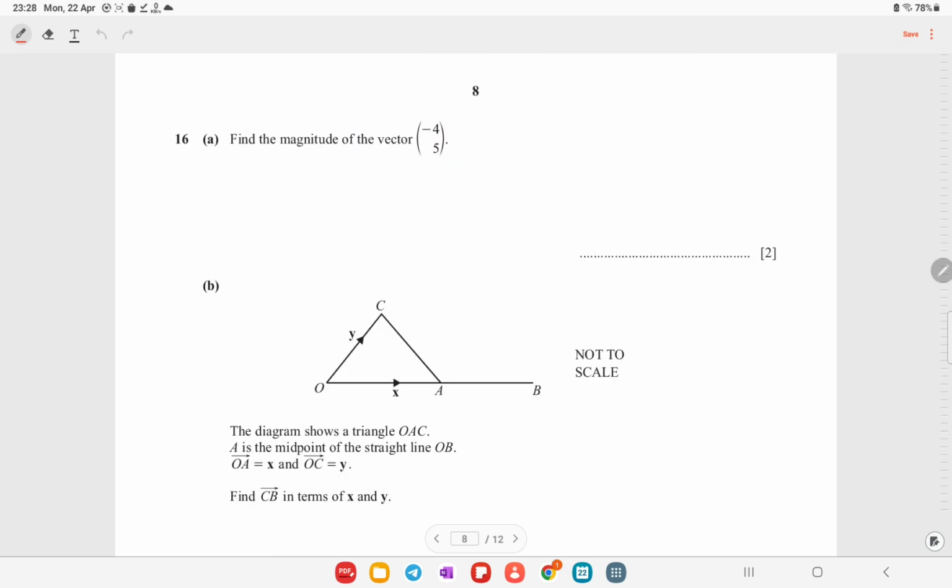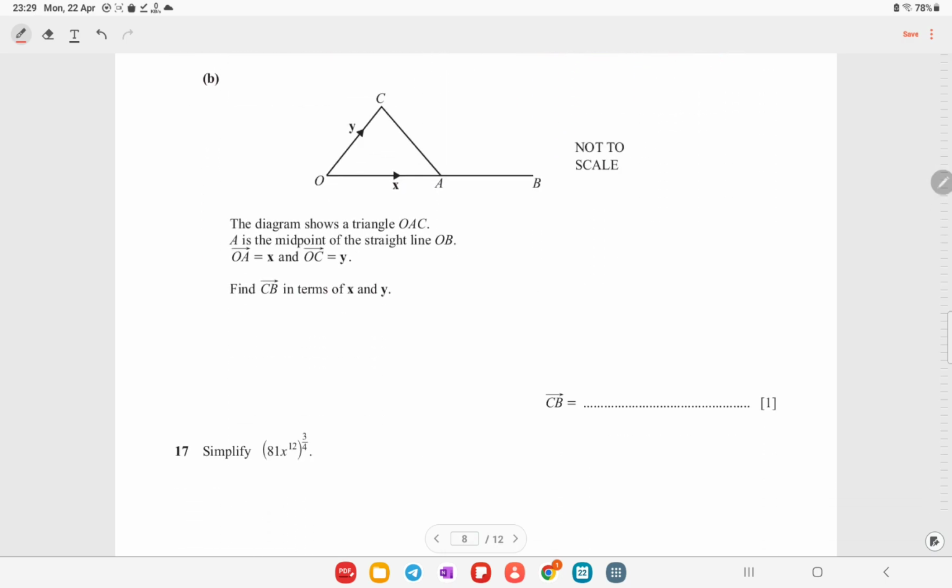Okay, find the magnitude of these vectors. So again you have to simply square them and you will get the answers. It's going to be root 41, and that is going to be 640. So this is again your final answer.